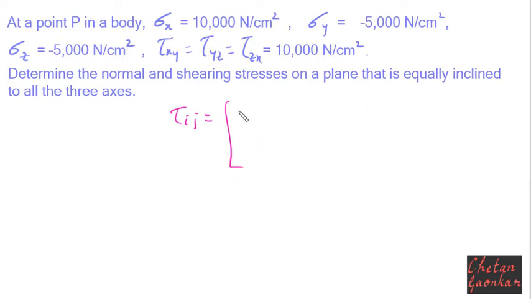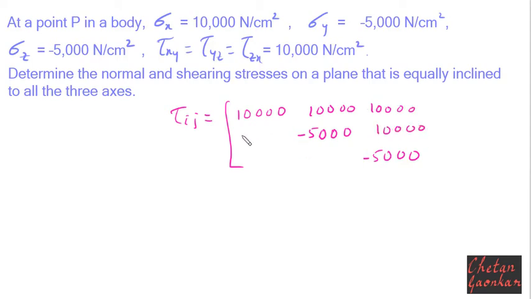Since sigma x is 10,000, I will write it as 10,000. Sigma y is minus 5,000, and sigma z is also minus 5,000. Then the shear stress components have been given as 10,000 each. So this is 10,000, this is 10,000, also this is 10,000, this is 10,000, and this is also 10,000.